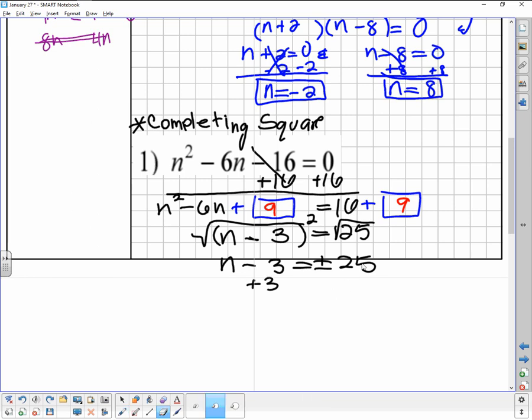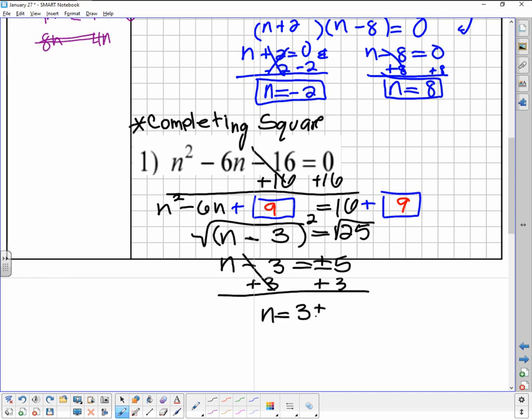I'm sorry, it's not plus 25. Square root of 25 will give you 5. And this should be plus 3. And this cancels, so you have n is equal to 3 plus or minus 5. Now, I cannot do the math because of the plus or minus, so I have to look at two cases.